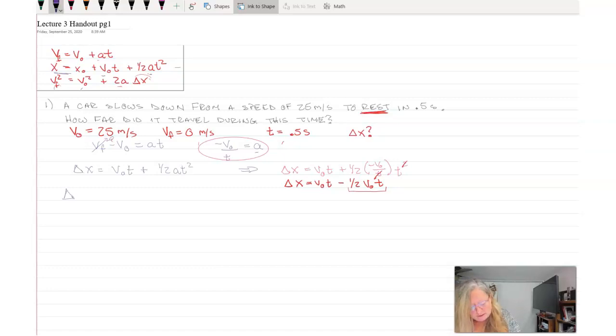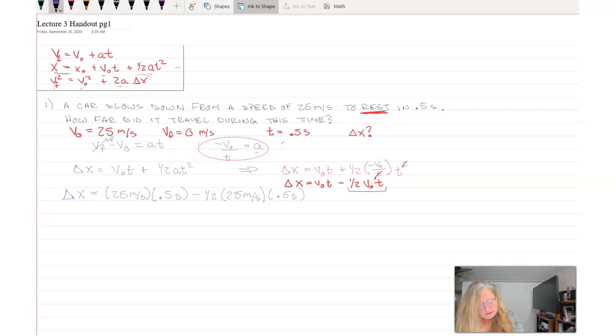So I get delta x equals my initial velocity is 25 meters per second times my time of 0.5 seconds minus 1/2. And what do I have? V naught is 25 meters per second times my time again times my 0.5 seconds. Cool.